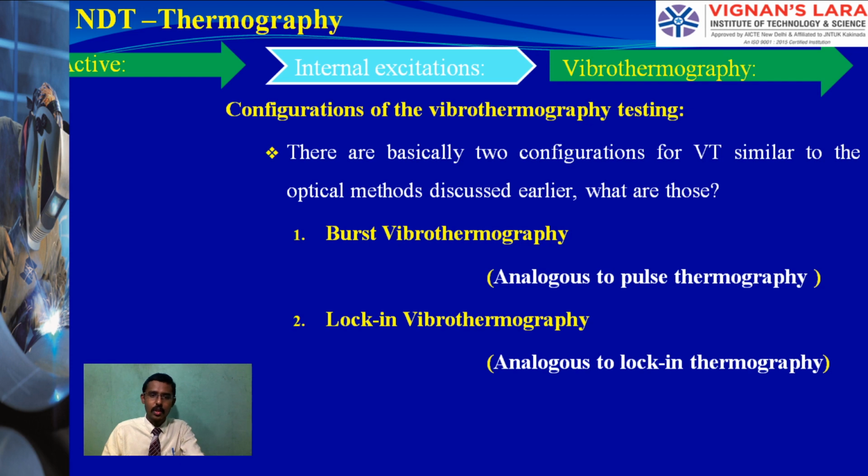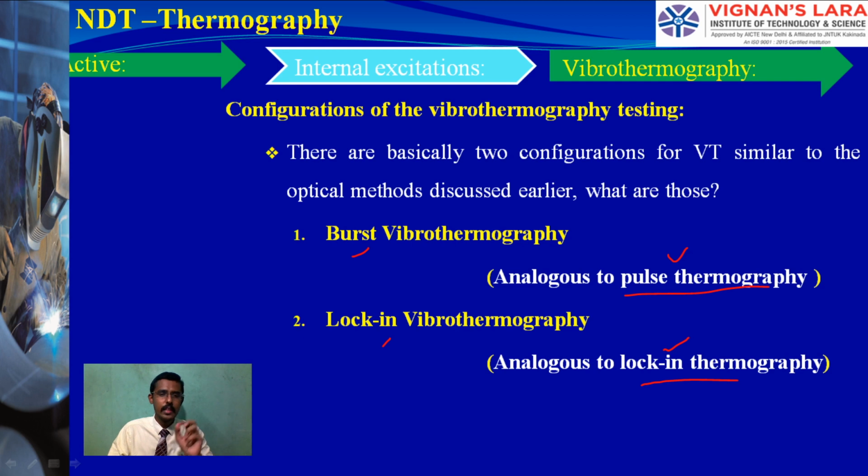There are a few configurations of thermography. There are two methods in vibration thermography, vibrothermography. Number one is the burst mode, and number two is the analog mode. So burst is analogous to pulse thermography, and the other is analogous to lock-in thermography. These pulse mode and lock-in thermography we have already seen.